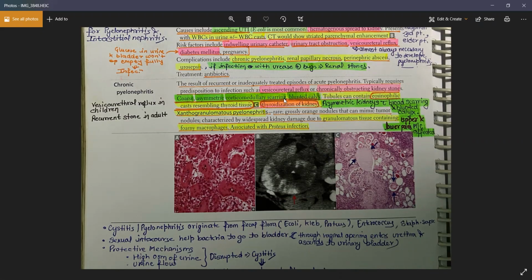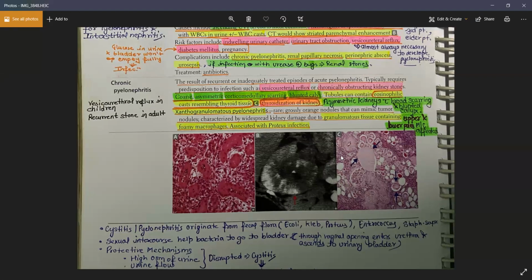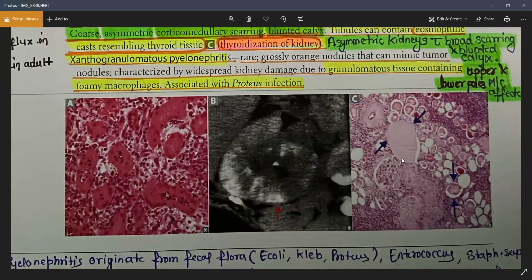The tubules will also contain eosinophilic, or pink, material that can resemble thyroid tissue. If you look here, this tissue is resembling the thyroid, right? You have this diffuse pink homogeneous material, the same as in the thyroid gland. Remember the thyroid follicles? They are circular and they have this homogeneous pink material inside them. That type of thing is also found in chronic pyelonephritis. It can resemble the thyroid tissue, and that's why it is known as thyroidization of the kidney.